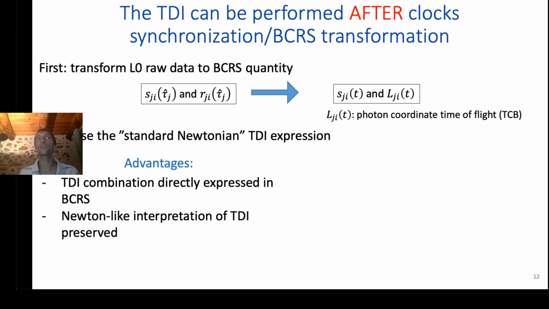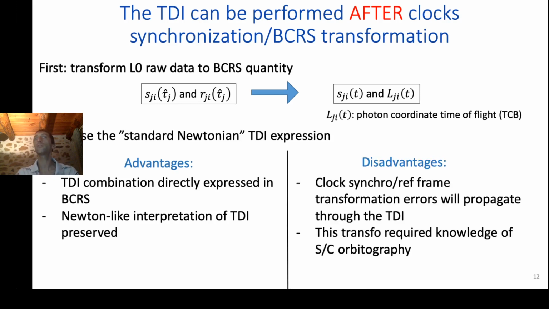The advantage is that your TDI combinations are directly expressed in the BCRS because you have transformed everything into the BCRS, and you preserve the Newton-like interpretation of your TDI. The disadvantage is that you need to do the clock synchronization, and therefore the frame transformation, beforehand, and so you will have errors that will propagate through the TDI algorithm.